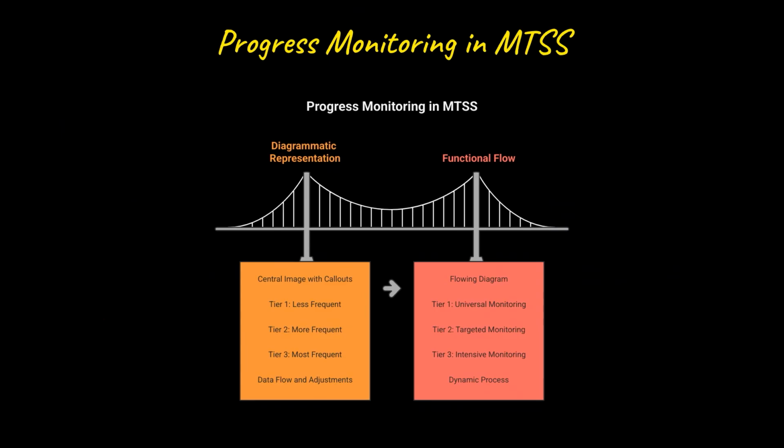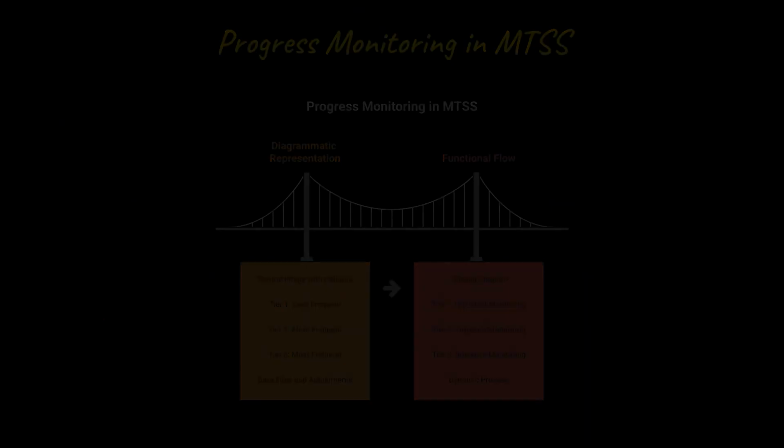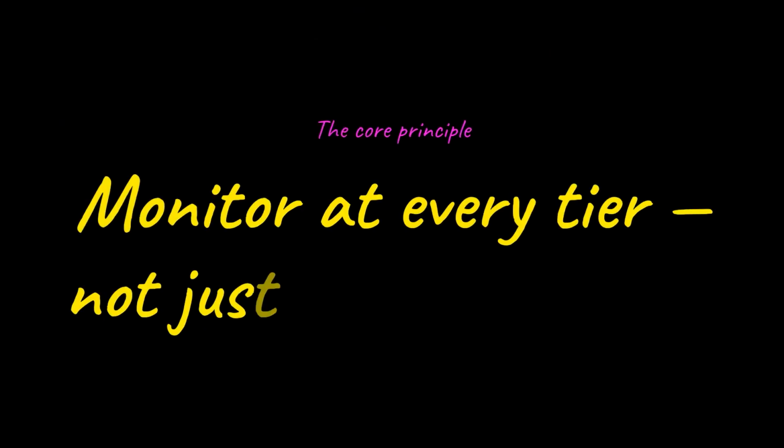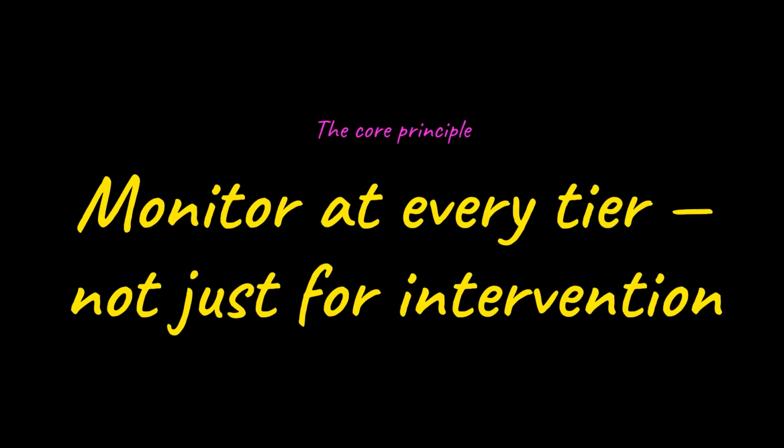Not just tiers 2 and 3. Tier 1 requires it too. The frequency increases with intervention intensity, but the practice belongs at every level. A common exam trap is assuming progress monitoring belongs only to students in intervention. The framework requires it school-wide. When monitoring stops at Tier 1, the system is incomplete.